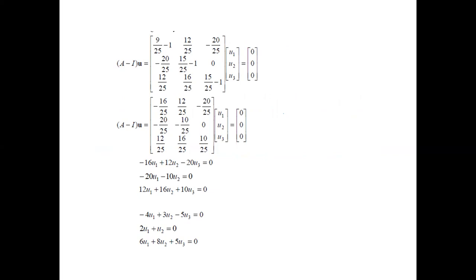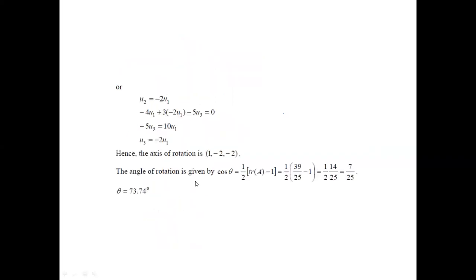You arrive at −16u1 + 12u2 − 20u3 = 0, −20u1 − 10u2 = 0, 12u1 + 16u2 + 10u3 = 0. You can simplify that to arrive at −4u1 + 3u2 − 5u3 = 0, 2u1 + u2 = 0, 6u1 + 8u2 + 5u3 = 0. So u2 = −2u1, and −4u1 + 3(−2u1) − 5u3 = 0, so −5u3 = 10u1, and u3 = −2u1.